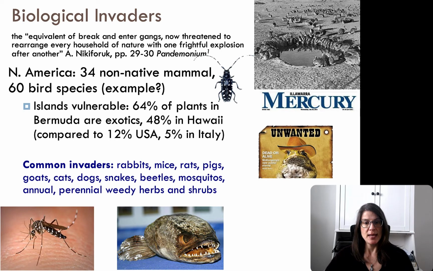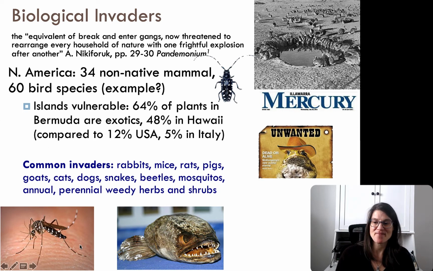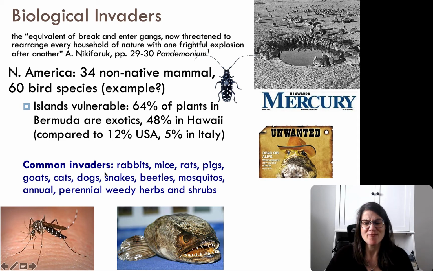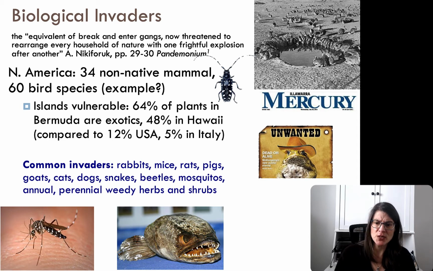If we look at invader effects, we can see that in North America, there's about 34 non-native mammals, 60 bird species or more. Islands are particularly vulnerable for reasons you will understand. Their prior isolation and ecological naivety, combined with small population size and limits to distributions, means that hardy species from continents or mainlands tend to do quite well against the native biota. Common invaders: you've got mosquito or insects, goats, cats, dogs, rats, pigs, mice, and when it comes to plants, perennial weedy herbs and shrubs. Don't forget the Godzilla fish. You can look it up.